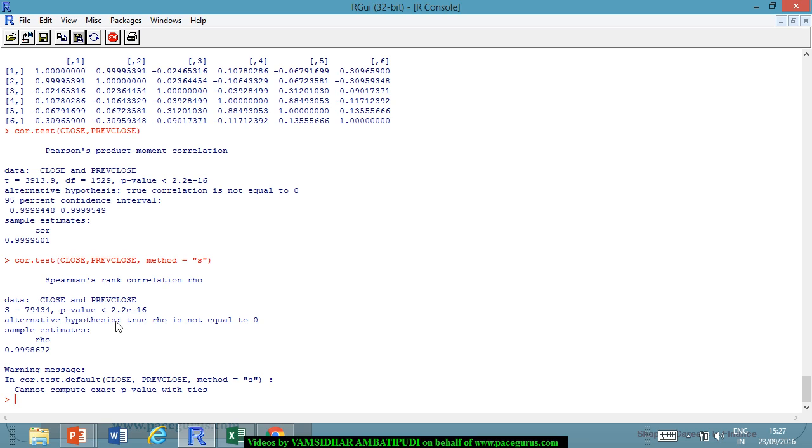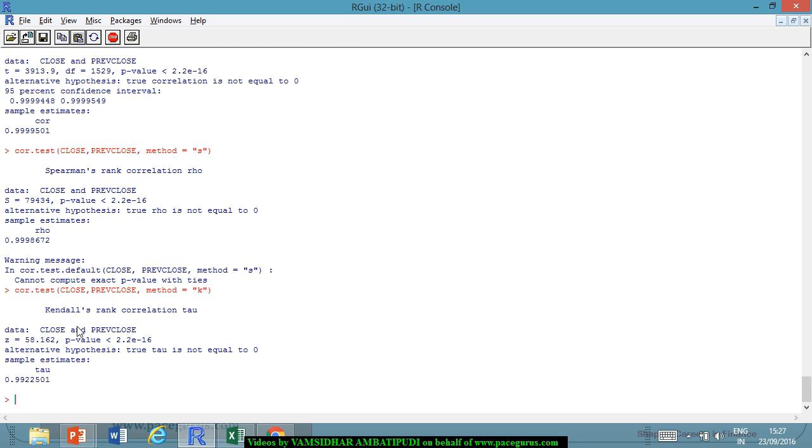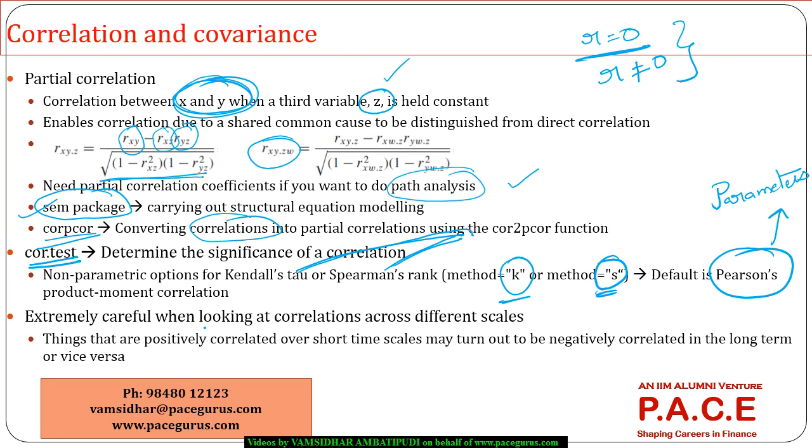Even in this case, you could see p-value is 2.2 into 10 to the power of minus 16. The correlation is 99.98 even through this mechanism, which is more or less similar to your Pearson. Even if I am looking at Kendall's tau by substituting it with K, even in this case I am seeing 99.22 is the correlation and the p-value is less than 2.2 into 10 to the power of minus 16. So even in this case I have to reject the null hypothesis and go with the alternate itself. These are three different ways in which you can find out the correlation.